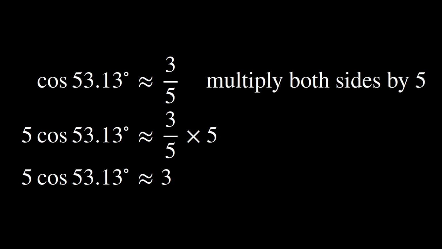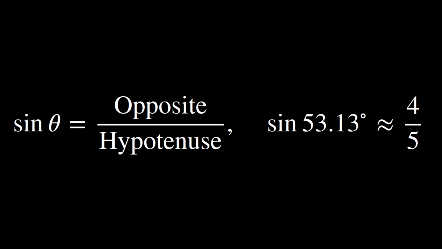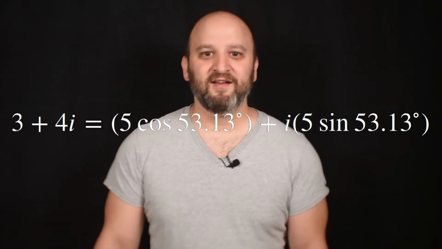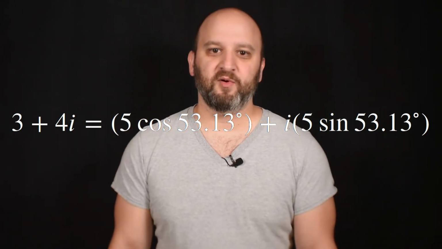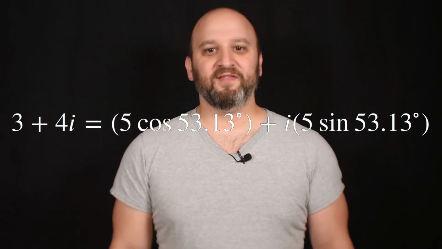Now, the opposite part of our triangle is the imaginary part, and it's 4. Using sine of the angle is equal to the opposite over the hypotenuse, we now have sine of 53.13 is about equal to 4 over 5. Again, multiplying both sides by 5, you get 4 is equal to 5 times sine of 53.13. So then 3 plus 4i is equal to 5 cos of 53.13 plus 5i sine of 53.13.